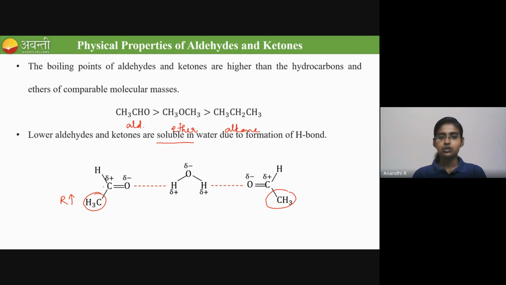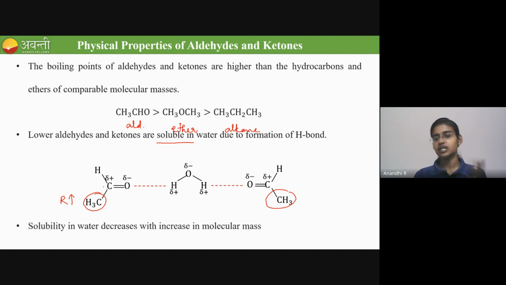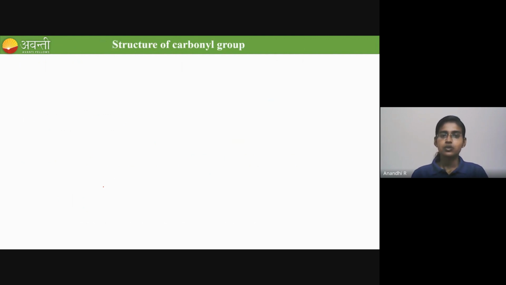Okay. So only the lower aldehydes and ketones are dissolved in water due to the formation of hydrogen bonds. And the solubility in water decreases with the increase in the molecular mass, that is, with the increase in the size of the alkyl chain. Got it? So this is about the physical property.